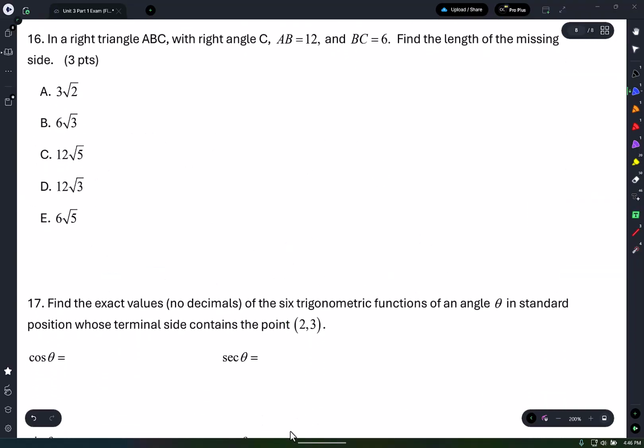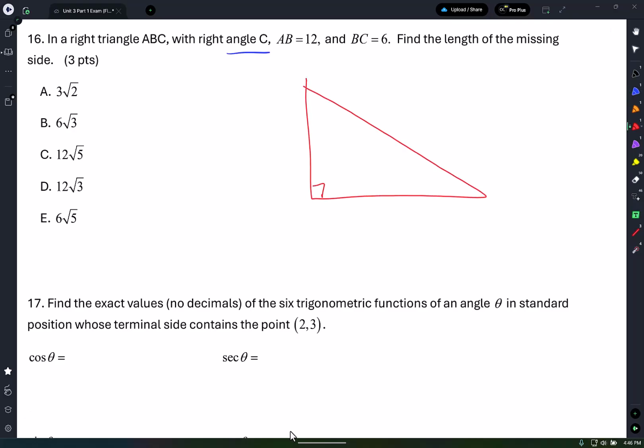In right triangle ABC with right angle C, AB is 12, BC is 6. Find the length of the missing side. Okay, that's the key, right angle C. So I'm going to draw a right triangle. I'm going to put C, I'll put that as A, put that as B. And then they tell me that AB is 12, and then BC is 6. I want that side right there.